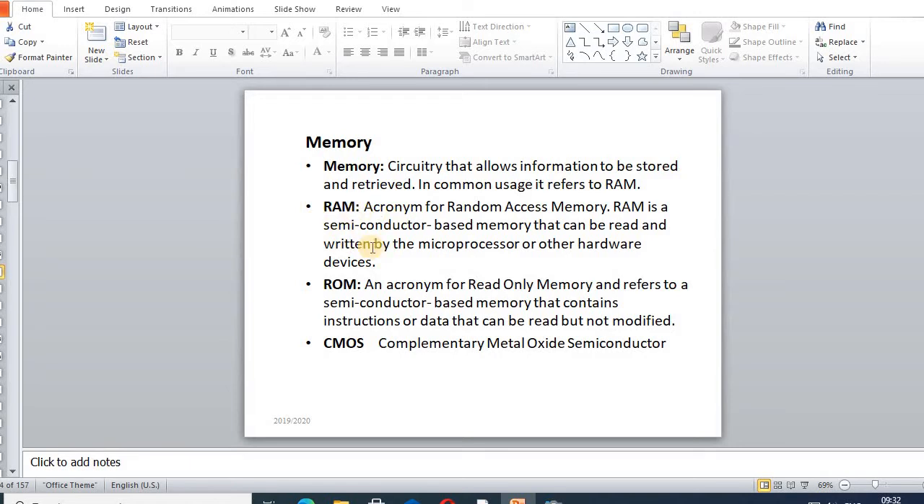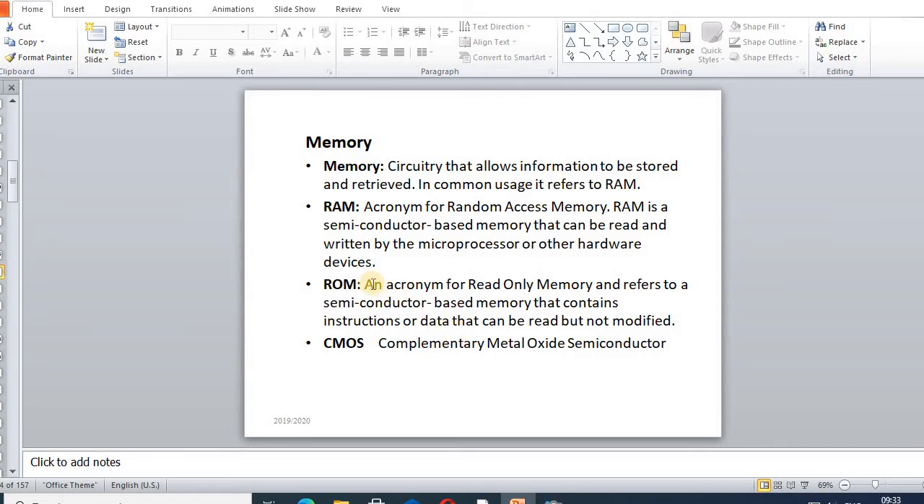With this one here, you can pick data randomly and read at any single time. But with ROM, you only read but you don't modify, whereas in this one you can modify. So we are saying ROM refers to the semiconductor-based memory that contains instructions or data that can be read but not modified. Is it okay?